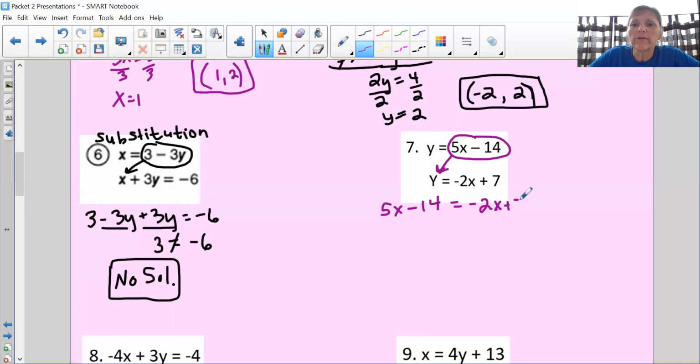plus 7. Okay, I'm going to look at this. I have variables on both sides and numbers on both sides. I don't have an answer yet. So I need to look for the smallest variable and move it over to the other side. In this case, out of a 5 and a -2, the -2 is the smallest. So I'm going to add 2x to both sides.